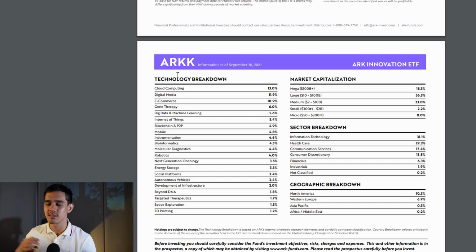There are many different things in technology. So they broke it down by cloud computing, digital media, e-commerce. Don't expect other fund fact sheets to have this, but this is something ARK came up with and it's pretty cool.